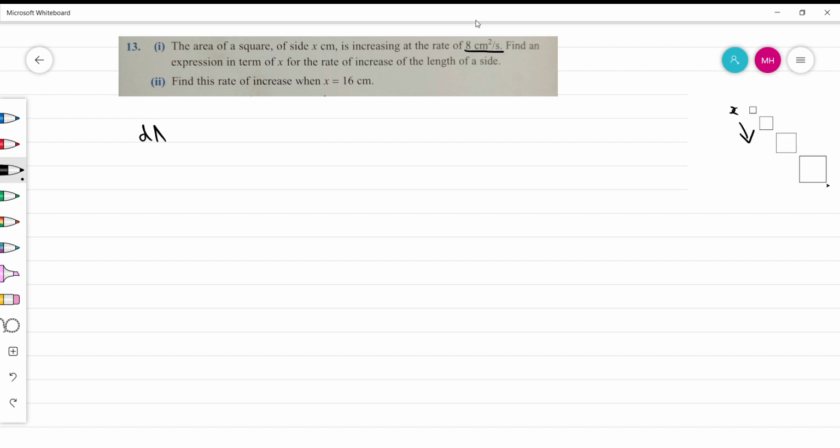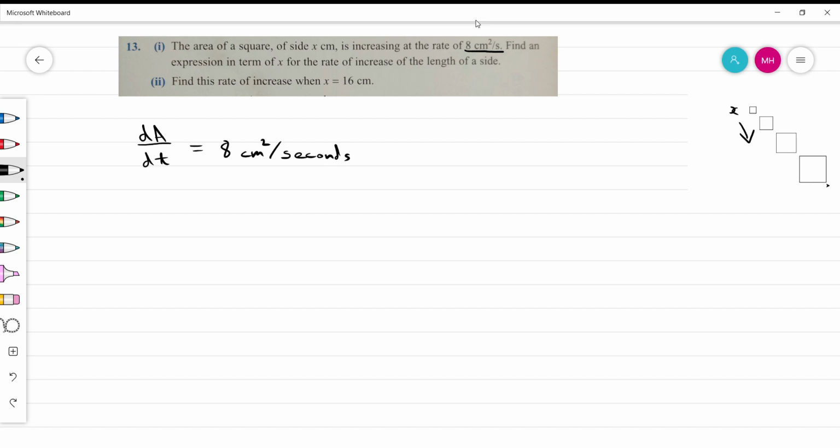Now, it's going to be dA/dt. Why? Because it's basically the area, centimeters squared, changing with respect to time, which in this case is seconds. Okay?